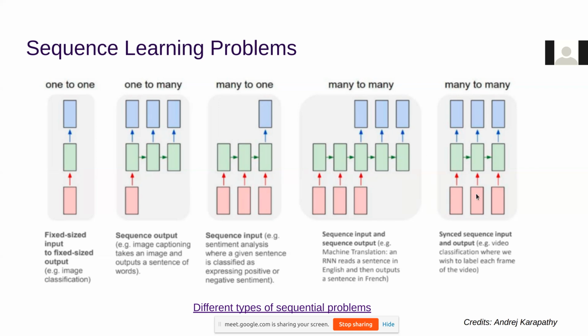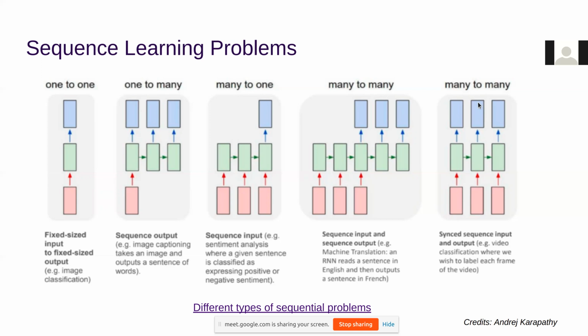And the other possibility is many to many. That means, for example, synced sequence input and output, like video classification. Suppose there is a video, and you give a certain set of frames of the video, and you have to classify each frame. So suppose this is the frame at time t, and you classify this frame at time t. Now the frame at time t+1 will also be classified, but its output will also depend on the previous frame. So this green arrow is modeling the temporal correlation here.